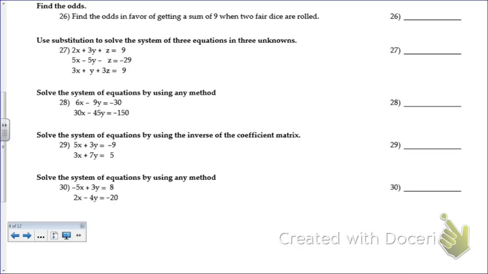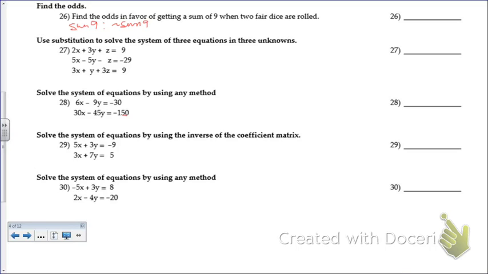And it looks like we're ready for number 26. It says, find the odds in favor of getting a sum of 9 when two fair dice are rolled. So odds is different than probability. When we're doing odds in favor of, we're comparing a positive outcome to a negative outcome. So in favor of would be to get a sum of 9 versus not a sum of 9. That's how we're going to set this up.